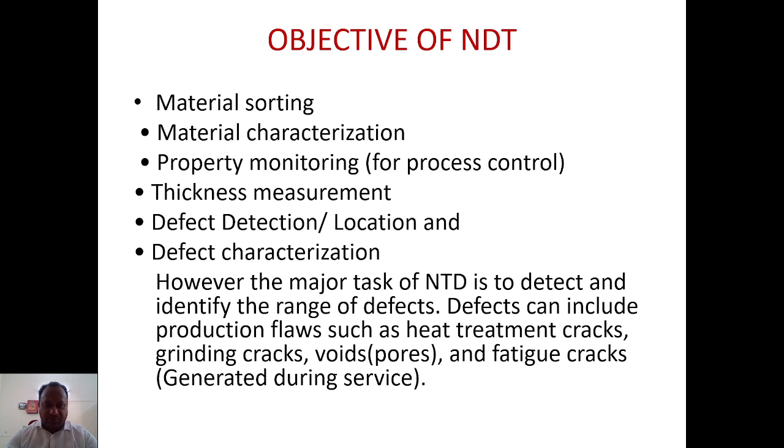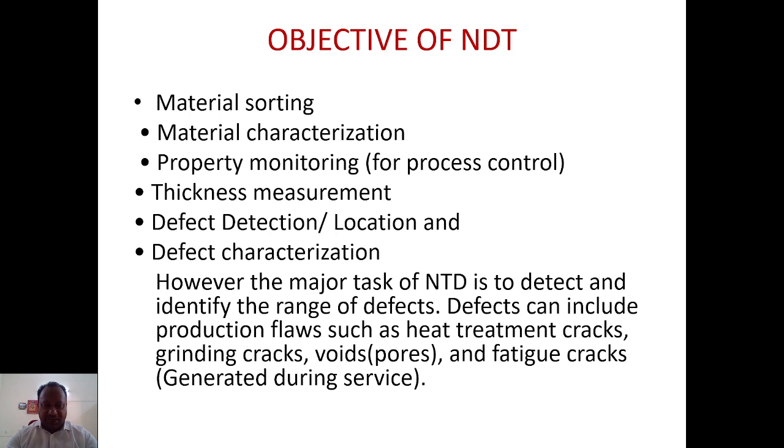So what are the objectives of NDT, that is, non-destructive testing? First is material sorting: what material is available, and whether its characteristics are suitable for making our product or not. So material sorting is the first point, and then characterization and monitoring of process properties. After making this, the thickness measurement: the initial material size and shape, as well as the final product. After completion of the product, we can check whether there is defect detection or location of the defect.